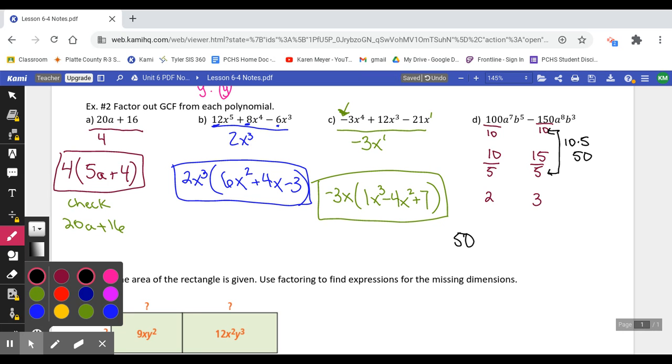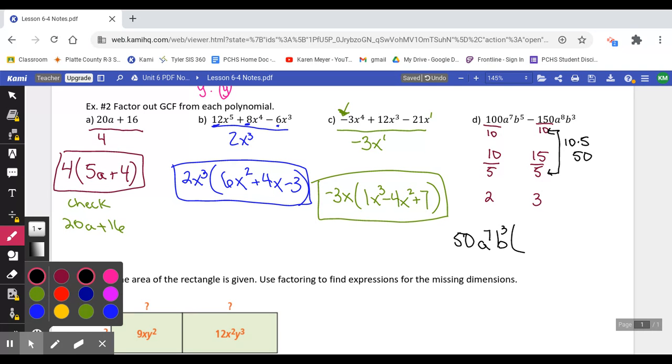GCF. Does each one have an a? Yes. Go with the lowest exponent. So a to the 7th. Does each one have a b? Yes. Go with the lowest exponent, which would be b to the 3rd.